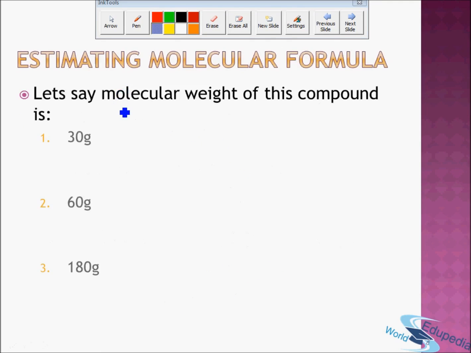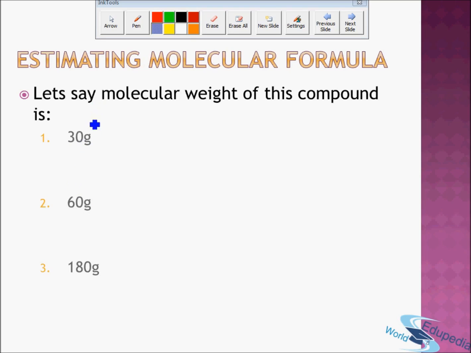Let's say the further information in the question is that the molecular weight of the compound, in the first case, is 30 gram, in the second case 60 gram, and in the third case 180 gram. There are three different cases now. The first part of the question was to calculate the empirical formula and empirical mass. We have done that. Now the second part is to calculate the molecular formula, and for estimation of molecular formula, they have said that there are three different cases.